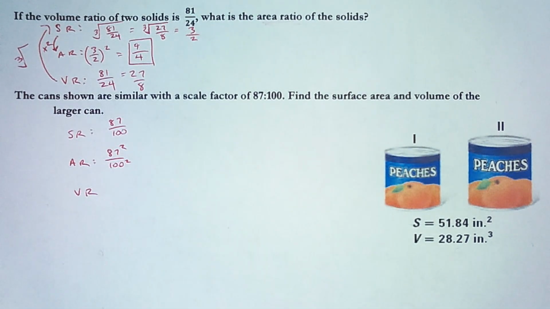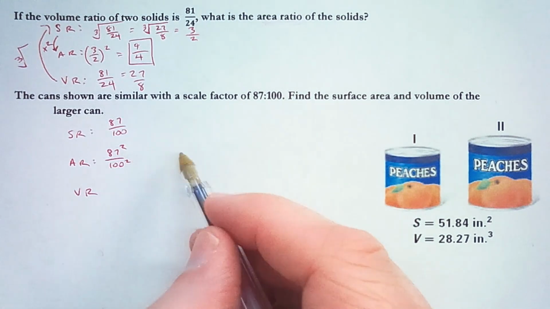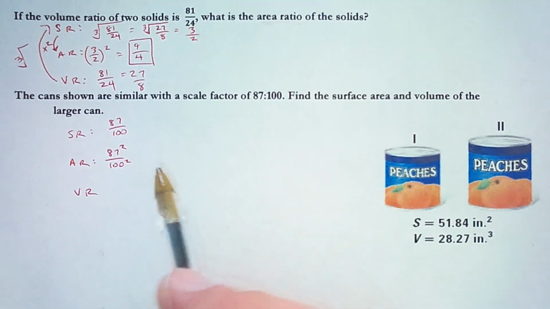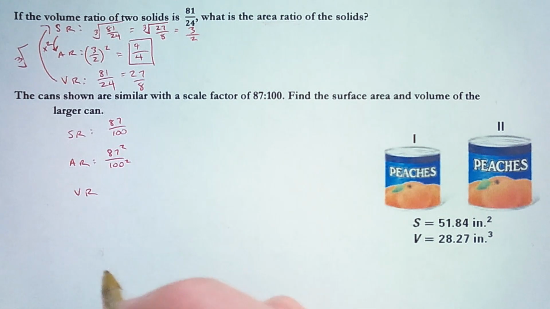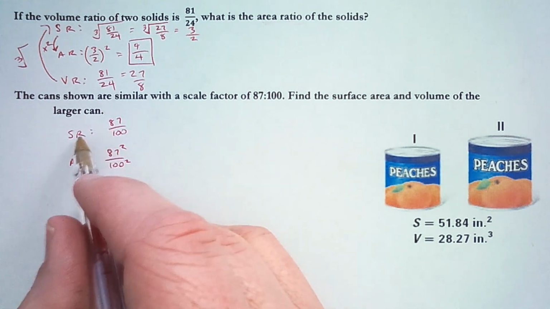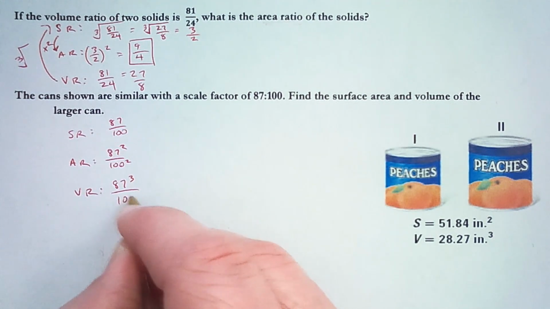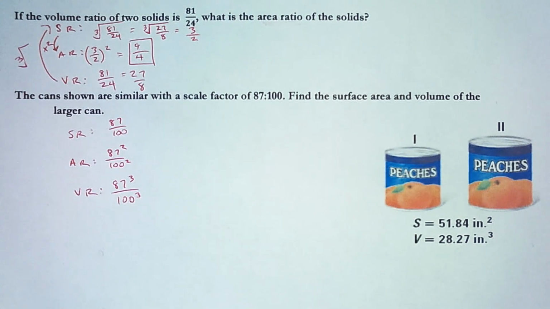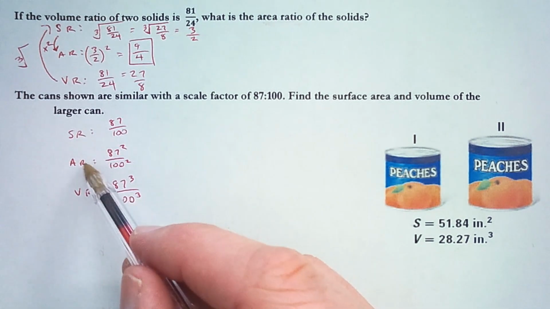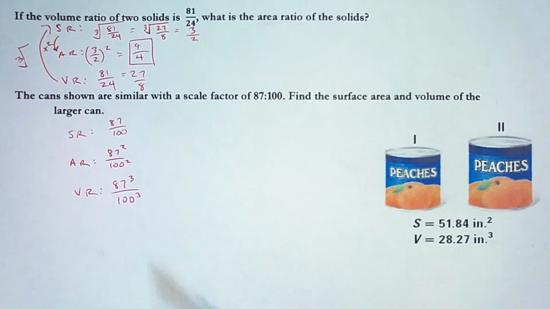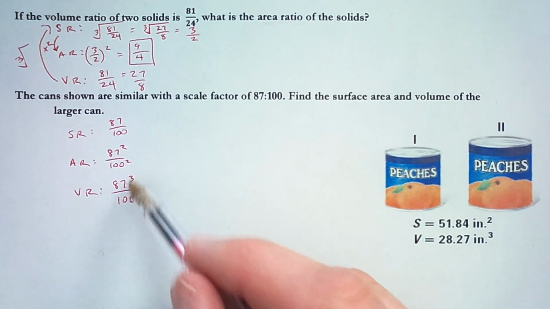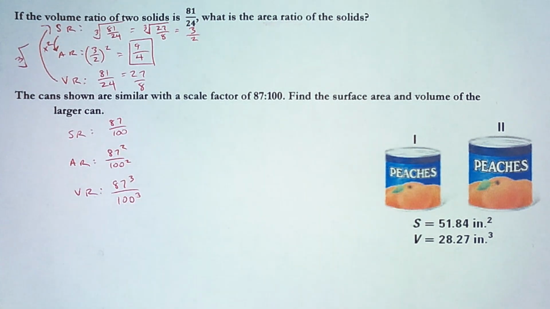And I don't particularly want to find and then write these large numbers that we're going to get here, so I'm just going to leave it as 87 squared over 100 squared. And for the volume ratio, it's the similarity ratio cubed, so it's 87 cubed over 100 cubed. Okay, so now we have a similarity ratio, area ratio, and volume ratio. I could actually cube and square these numbers, but they're going to be large, so I would rather just leave it like it is for now.